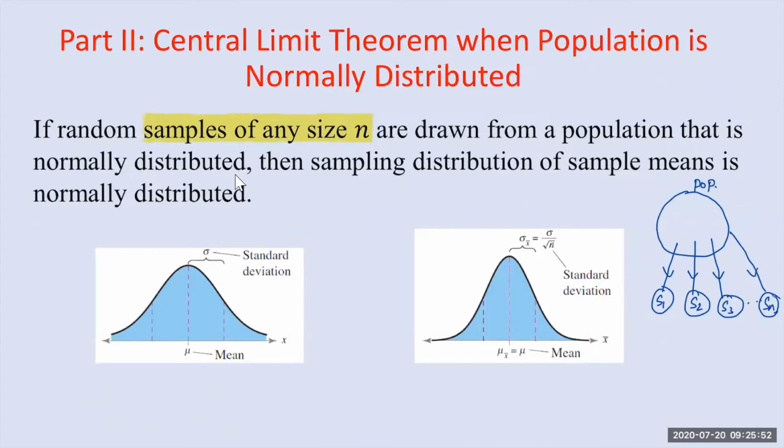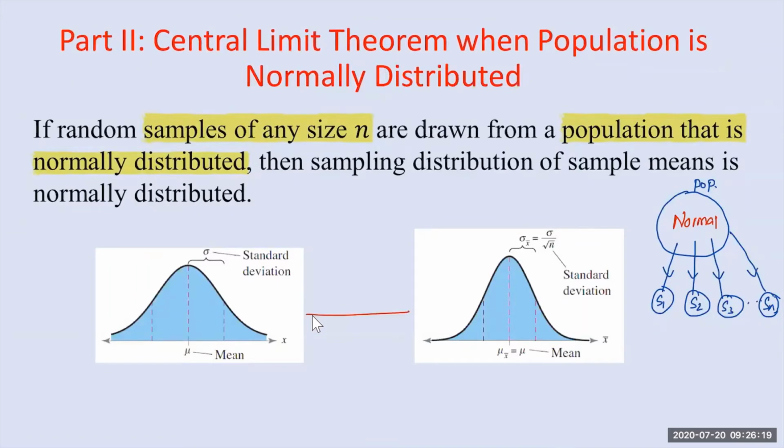If a sample of any size n is drawn from a population that is normally distributed. Now, in this case, the population is normally distributed. In the first part, population was any, but here the population is normal. So this is your population, which is normal. You have the normally distributed population with the mean mu and standard deviation sigma.